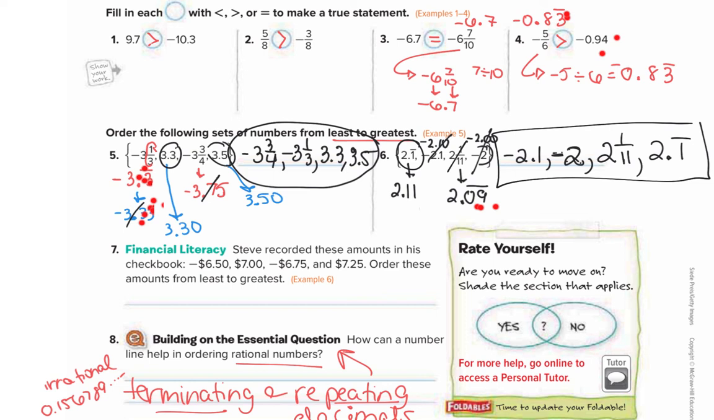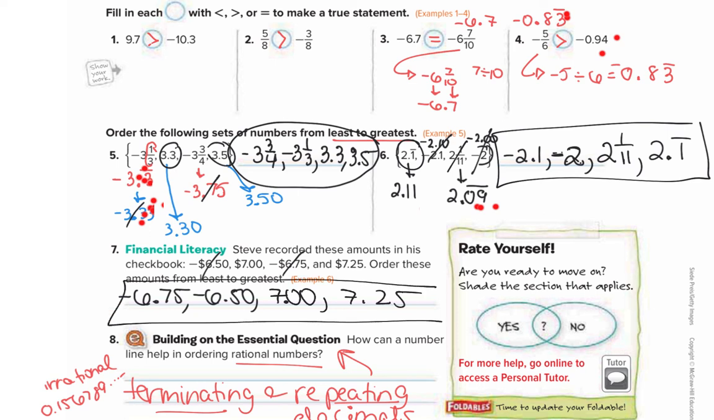Number 7, Steve recorded these amounts in his checkbook. Order these from least to greatest. So let's look at the negatives first. Negative 6.50 and negative 6.75. Negative 6.75 is less than negative 6.50. So negative 6.50 is the next negative number, so that's the next least. Then we have $7 and $7.25. So $7 is less than $7.25. So this is our order from least to greatest.